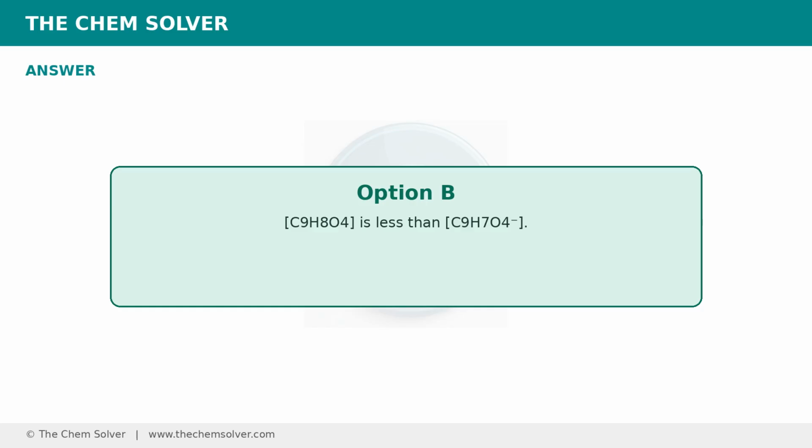The correct answer is option B. C9H8O4 is less than C9H7O4⁻.